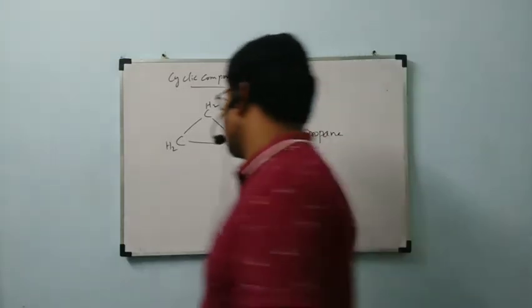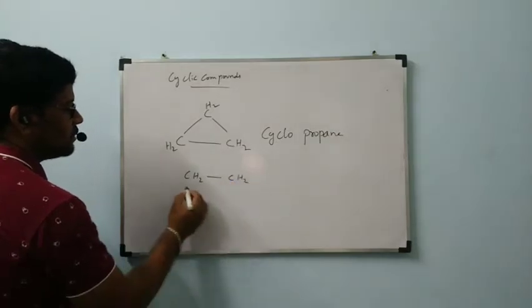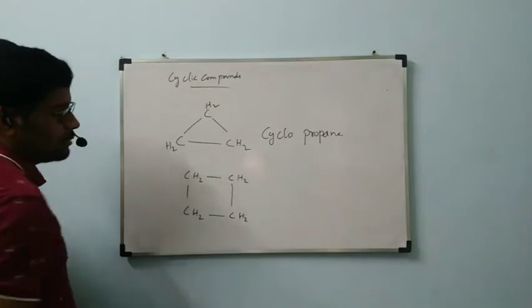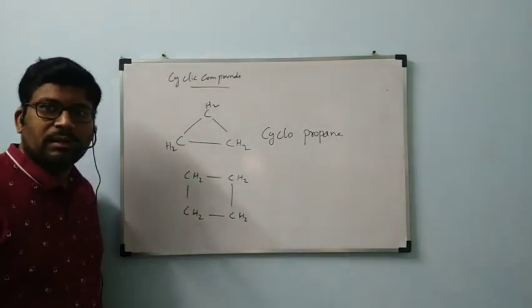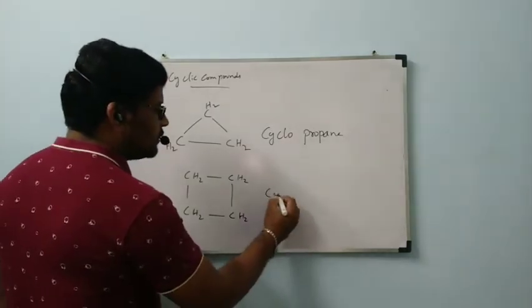Next example, CH2 single bond CH2, CH2, CH2. This is also a closed ring. It contains 4 carbons. Cyclobutane.